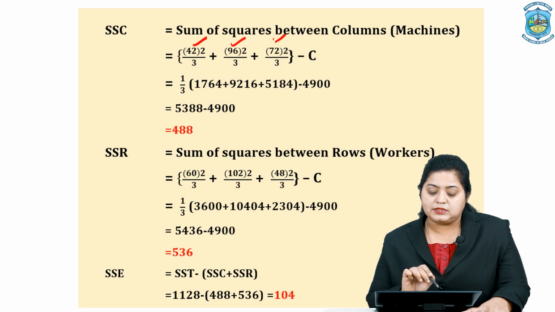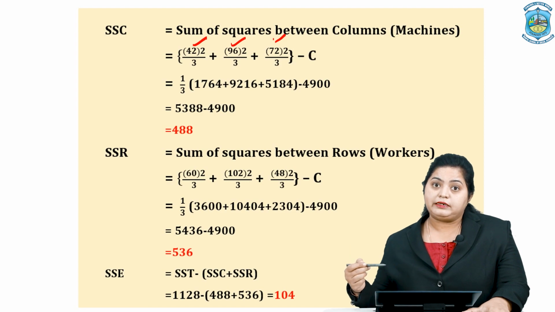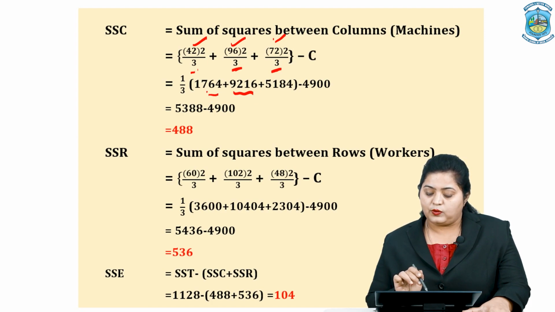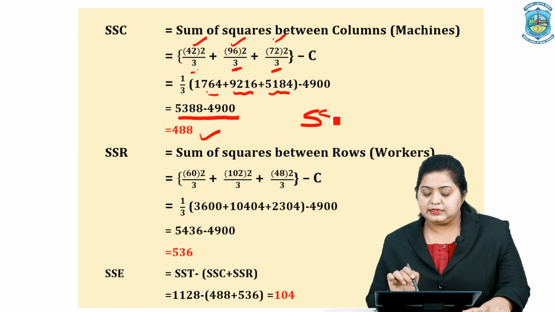We have to square all these values and divide it by the number of items in that particular column. Now 1 by 3 is common in all, so we are taking 1 by 3 as common. Square of 42 is 1764, square of 96 is 9216 and square of 72 is 5184. Now SSC, as per the formula, is the subtraction between all these values and the correction factor. So we have 5688 minus 4900, that is 488. So our SSC is 488.